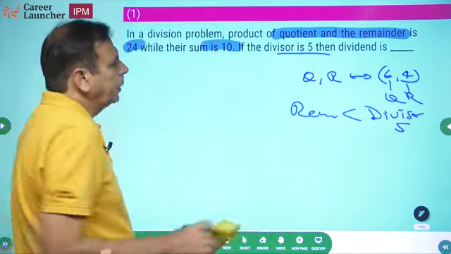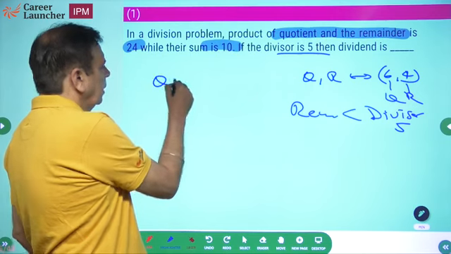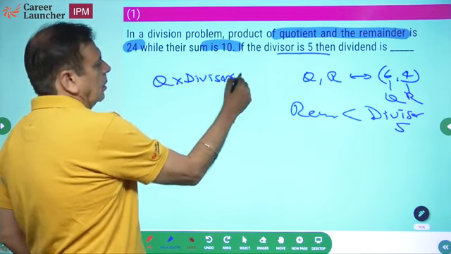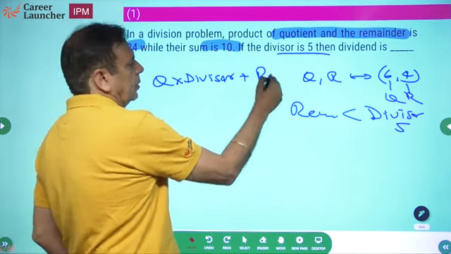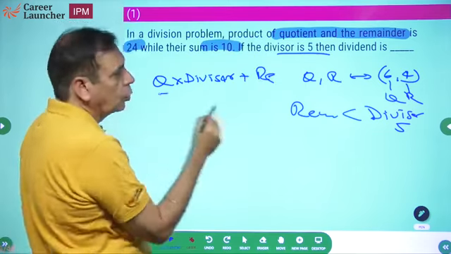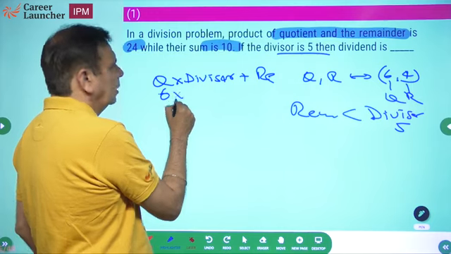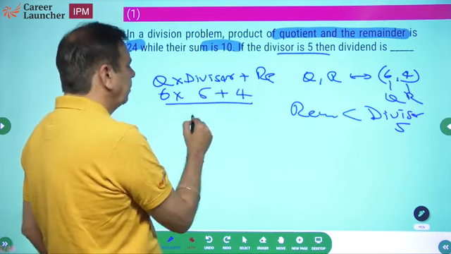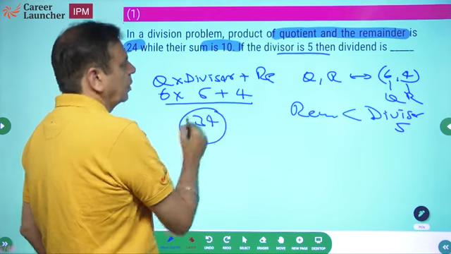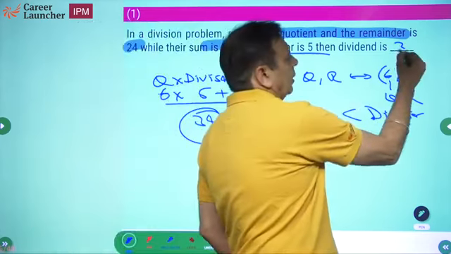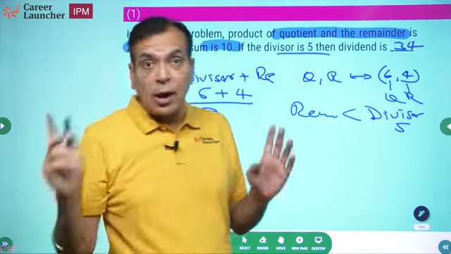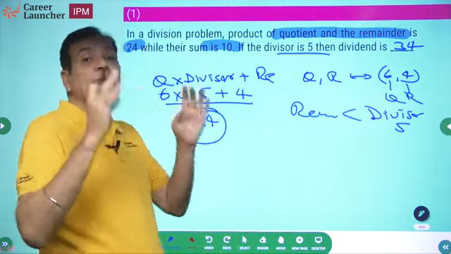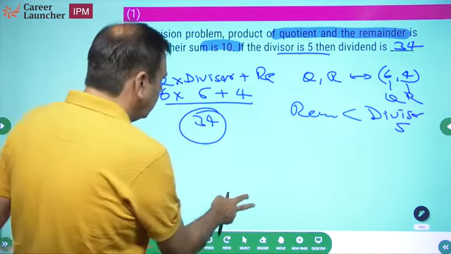Okay, it is going to be quotient into divisor plus the remainder. Quotient is 6, divisor is 5 and remainder is 4. 6 5s are 30 plus 4, 34 should be the answer. Okay, so answer is 34. Simple question, no jugaad required. अगर तुमने basic division आती है, you can do this question. This question should definitely be attempted in the paper.